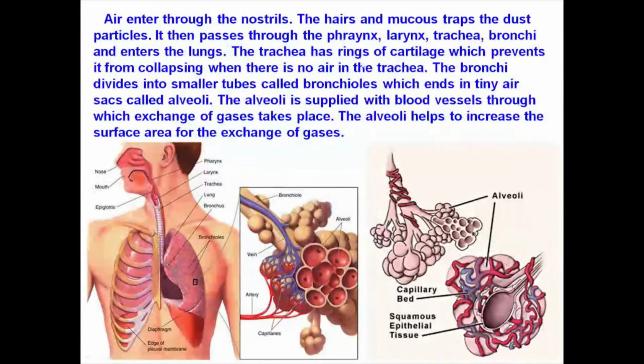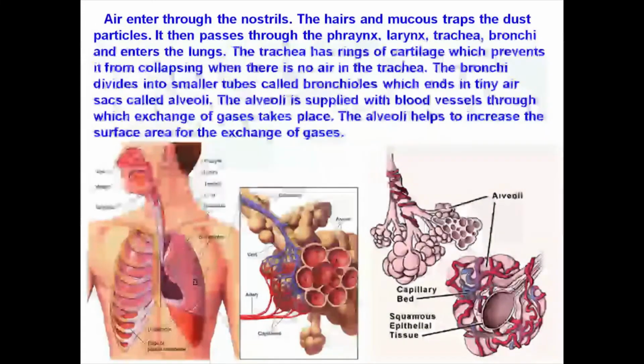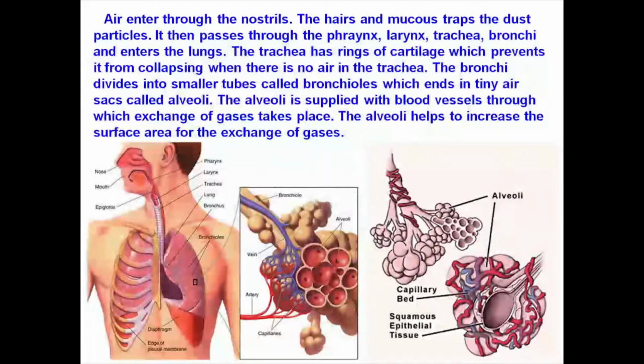Air enters through the nostrils. The hairs and mucus trap the dust particles in it. Then it passes through the pharynx and larynx, trachea, bronchi, and enters the lungs. The trachea has rings of cartilage which prevent it from collapsing when there is no air in the trachea. The bronchi divide into smaller tubes called bronchioles, which end in tiny air sacs called alveoli. The alveoli are supplied with blood vessels through which exchange of gases takes place. The alveoli help to increase the surface area for the exchange of gases.